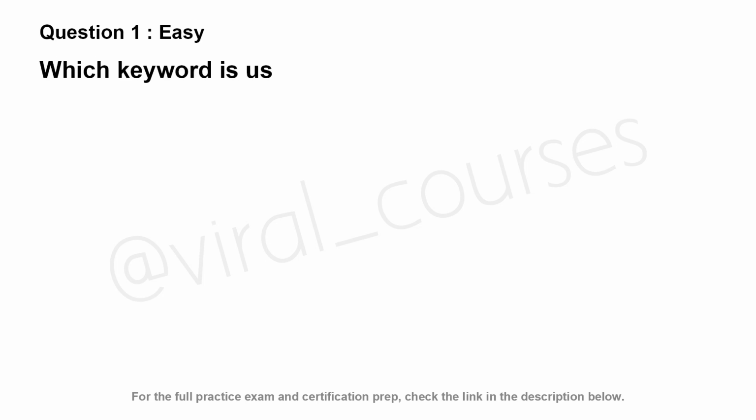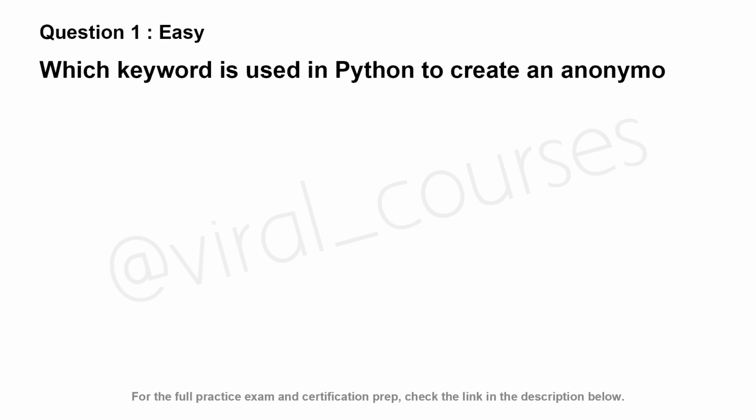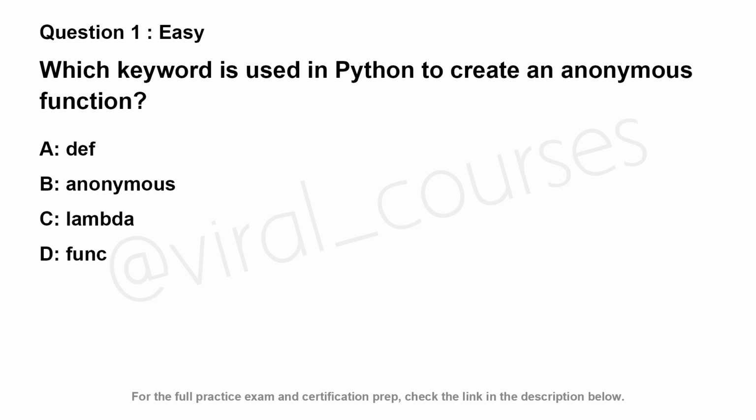Which keyword is used in Python to create an anonymous function? Option A, def. Option B, anonymous. Option C, lambda. Option D, func.